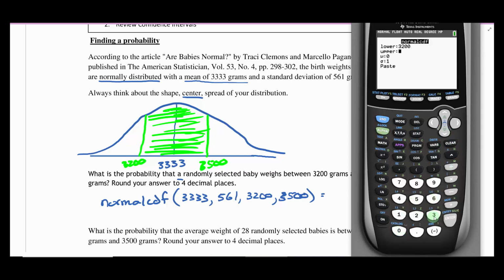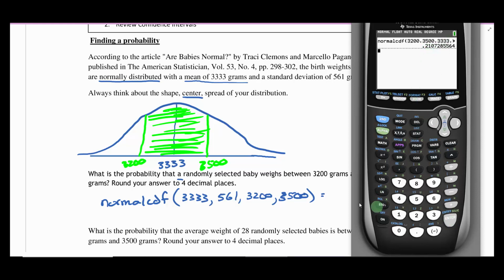All right, and then our upper bound was 3,500. And then it wants to know the mean. No problem, that's 3,333. And then the standard deviation was 561. And then it'll say Paste. And when you put it on the screen here, it'll look very much like what we wrote out here. Okay, so you hit enter, and there's our probability.